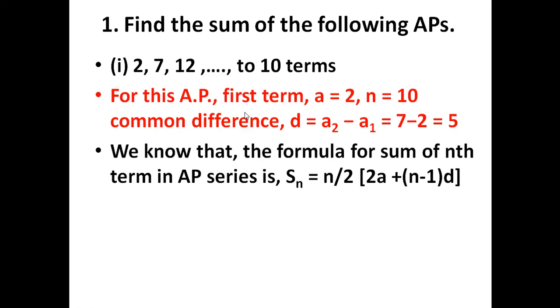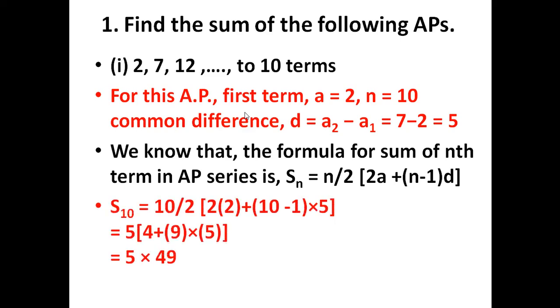Next, we have to write the Sn formula, then substitute the values of a, n and d in the formula. So n by 2, that is 10 by 2, you have to write. Then 2a, that is 2 into 2, plus (n minus 1), which we write as 10 minus 1, into d, and the d value is 5. Like this you have to substitute in the formula. Then 2 into 2 is 4, then 10 minus 1 is 9 into 5. You have to write it like this.